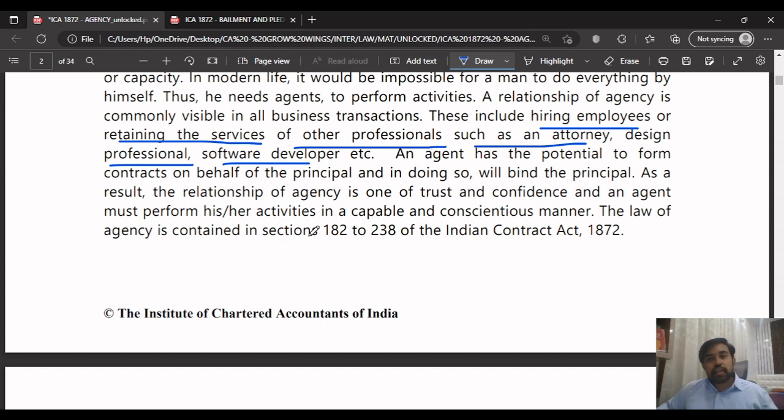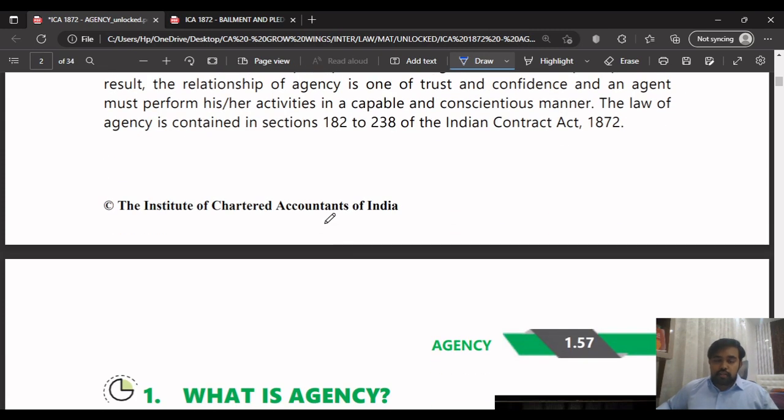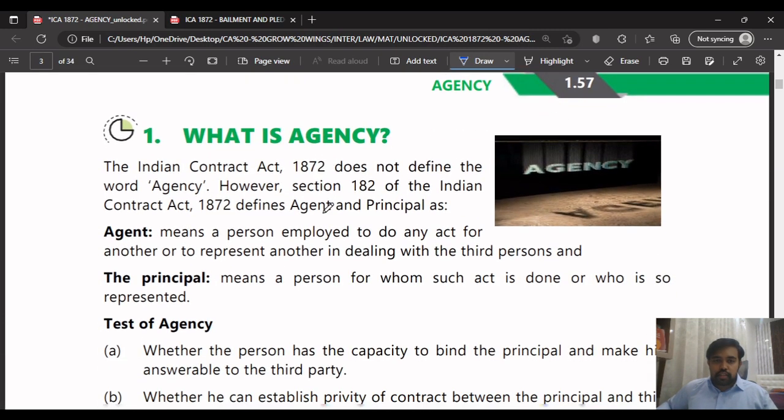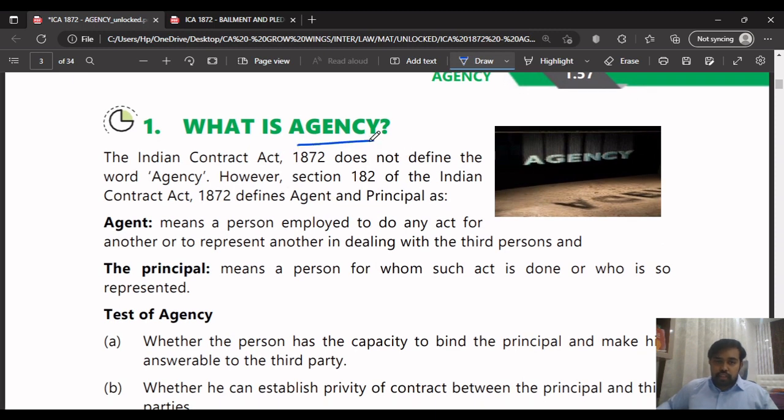They are agents as well as principals to each other. But the employee is an agent of the firm. Okay, you can understand it like that. That is a very simple example for you to understand. Now let's get into what agency is.